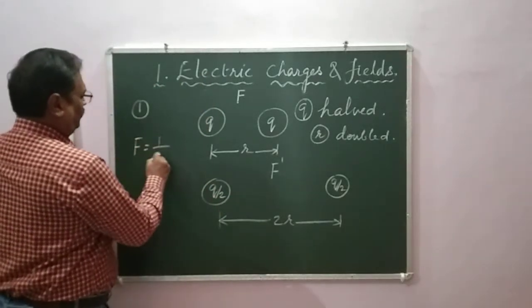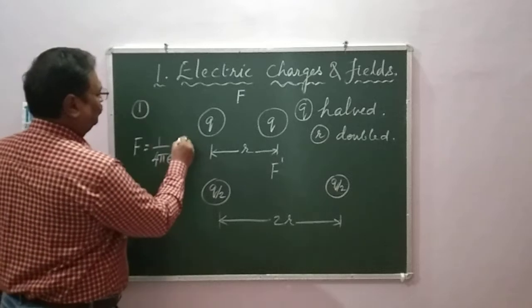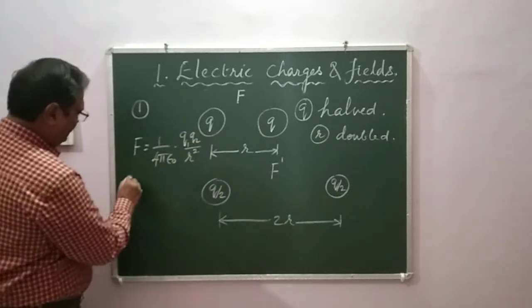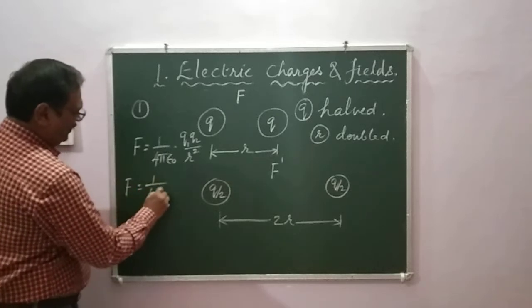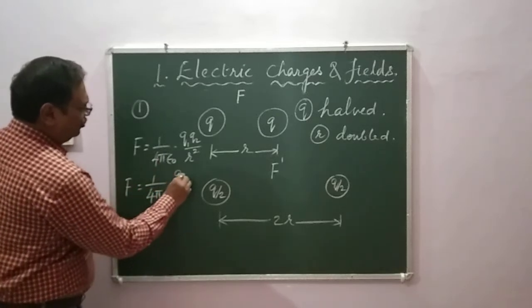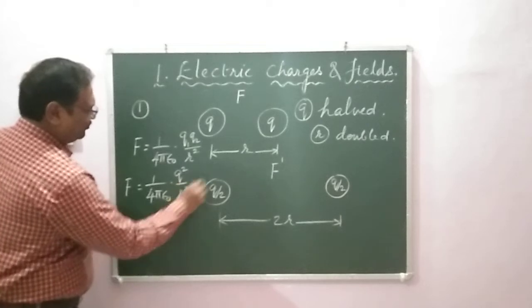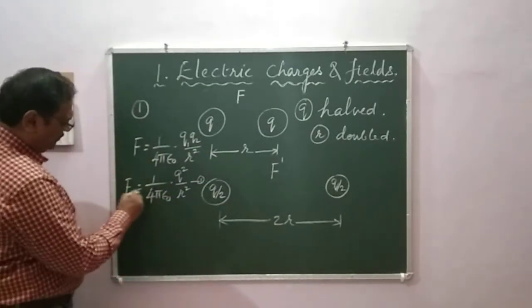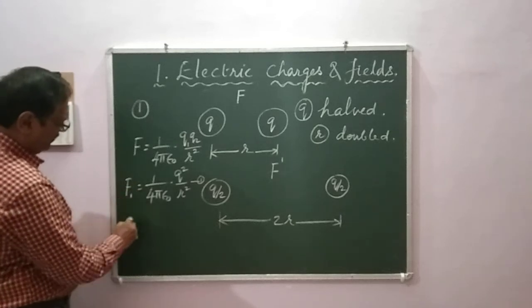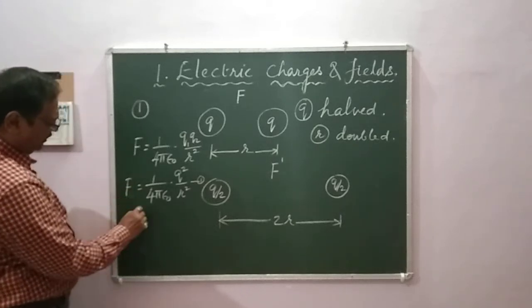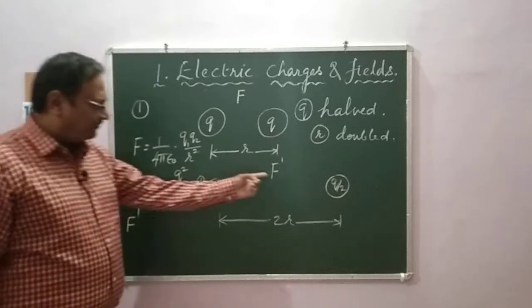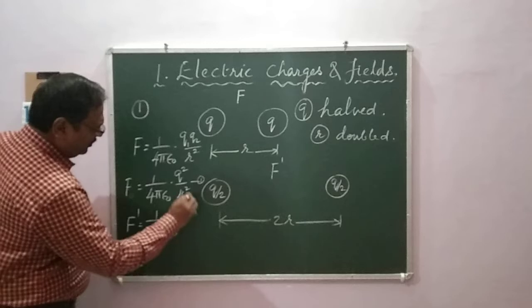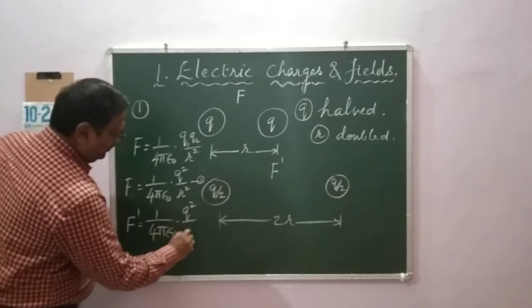F is equal to 1 upon 4 pi epsilon naught into Q1 Q2 upon R square. That is, F is equal to 1 upon 4 pi epsilon naught into Q square upon R square. Call this equation number 1. Now equation number 2: let us call the new force F dash. F dash is equal to 1 upon 4 pi epsilon naught into Q square upon R square.